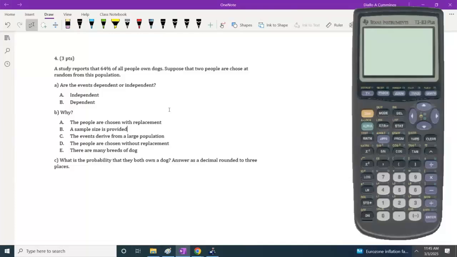All right, so let me just start out here. A study reports that 64% of all people own dogs. Suppose that 2 people are chosen at random. Are the events dependent or independent? They're independent. Well, why would you say dependent? Depends on the dog. Okay, well, that can be true, but they're talking about not people owning dogs, but the people themselves. So in that case, it's going to be independent.